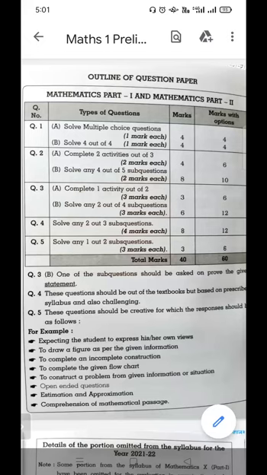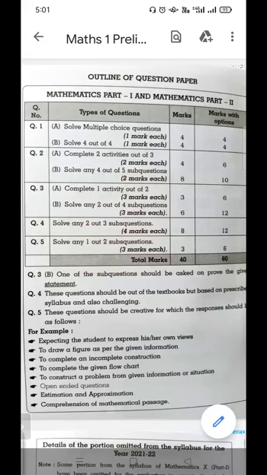Then question number 4, solve any 2 out of 3 sub questions, 4 marks each. 2 questions are there, total 8 marks. Question number 5 is solve any 1 out of 2 sub questions, 3 marks each. 1 question is there for 3 marks.